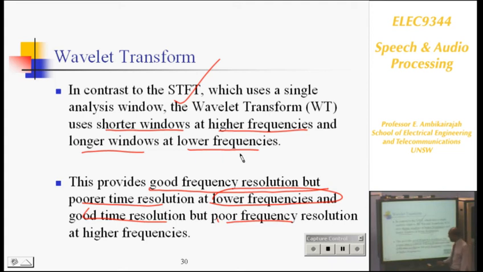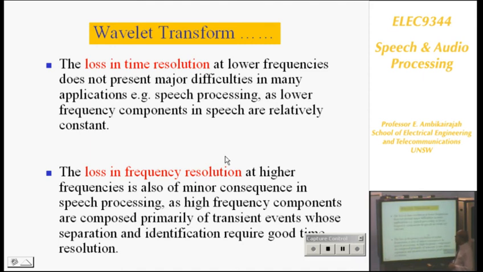At high frequency, we don't need a good frequency resolution. High frequency is a large bandwidth, we don't worry about it. We want a good time resolution. We can see a transient happening, a waveform comes up in the time domain, the signal peaks up, and we want to capture that. So we want good time resolution. So wavelet transform.